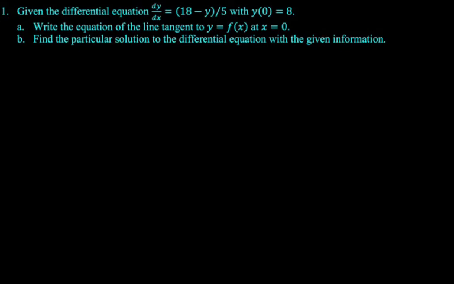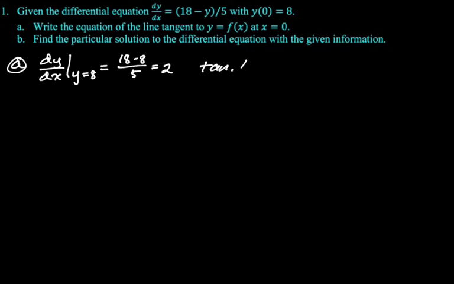Okay, so we're going to need to know the value of dy/dx at x equals 0. But the differential equation is in terms of y, so really we need to know dy/dx when y is equal to 8. And I've filled in 8 for y, so I have 18 minus 8 all over 5. That's 10 over 5, so 2. We know that y of 0 is equal to 8, so we're just going to plug in: y minus 8 is 2 times the quantity x minus 0.